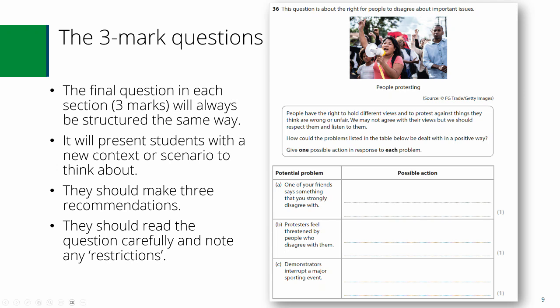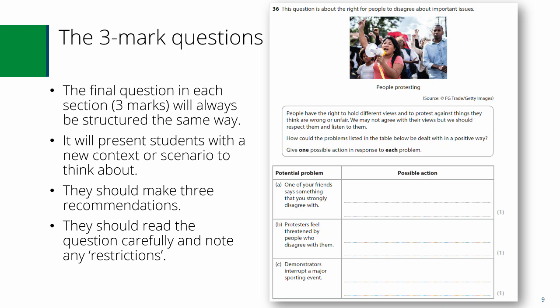Another important feature of the test is the way that each of sections B, C and D finishes with a 3-mark question linked to a source and a text box. Students are shown a thought-provoking picture image and asked to consider how they might address certain problems or issues associated with that context. So this is a very good example, an illustration of how students are applying what they've learnt in the course and making it useful.